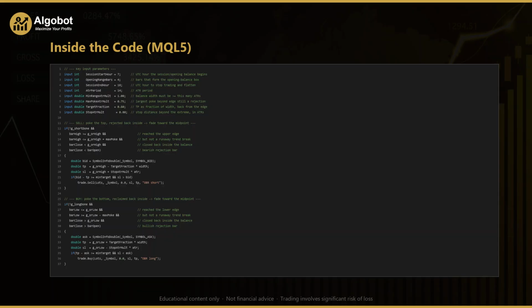Now the sell block, shown first. The condition checks that the just closed bar's high reached the opening balance high, that it did not exceed it by more than the maximum poke, that the bar closed back inside below that high, and that it was a bearish bar with close below open. When all 4 are true, the code reads the current bid, sets the take profit at the balance high minus the target fraction times the width, and the stop at the balance high plus the stop ATR multiple times ATR, then calls trade.sell.